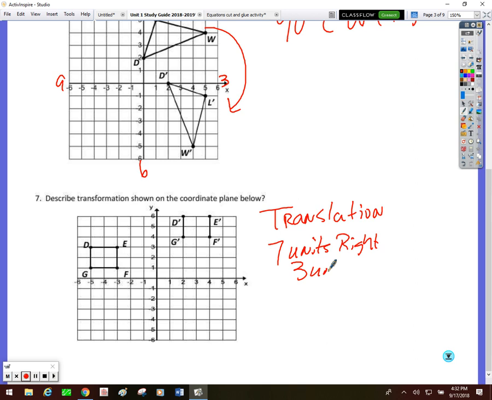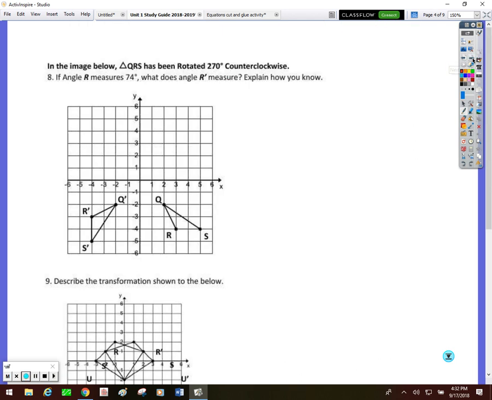and 3 units up. And remember, if I use notation with that, right means X, right also means plus, X plus 7, up means Y plus 3. So we have a translation, X plus 7, Y plus 3. All right? All right, here we go.